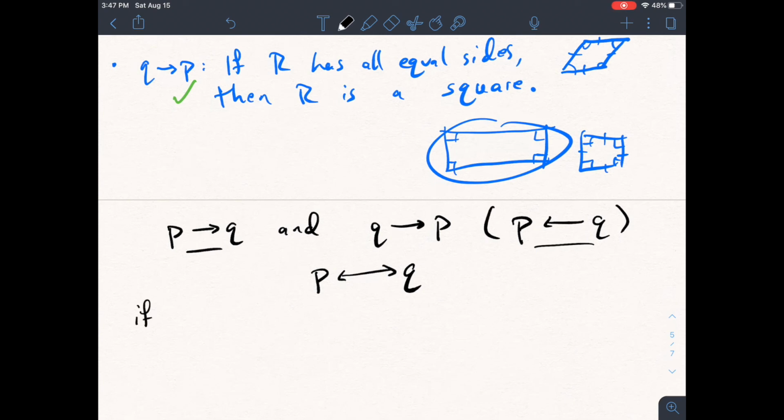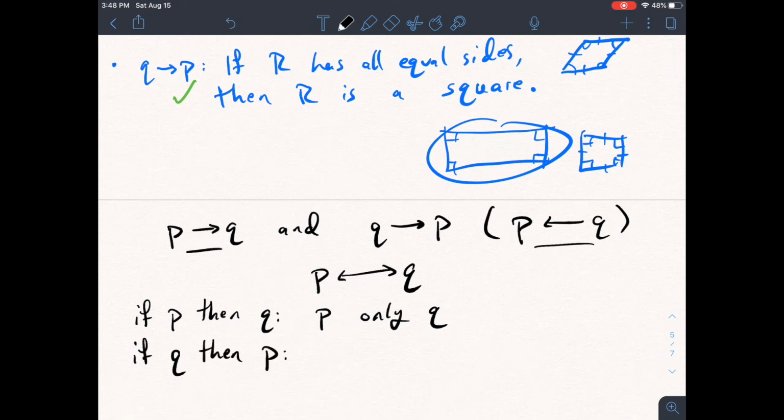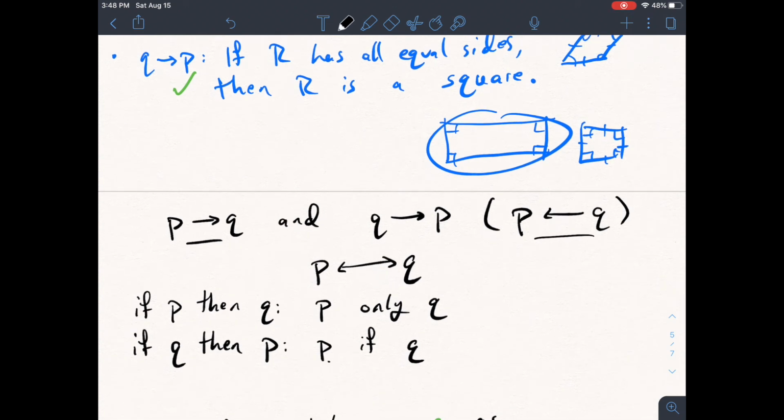Furthermore, if P, then Q can be restated as P happens only if Q happens. And if Q, then P can be restated as P happens if Q happens. All right, the right thing happens if the left thing happens. So I have P happens only if Q happens, and P happens if Q happens. So P if and only if. I should have had an if right here. There we go. Now that's correct.